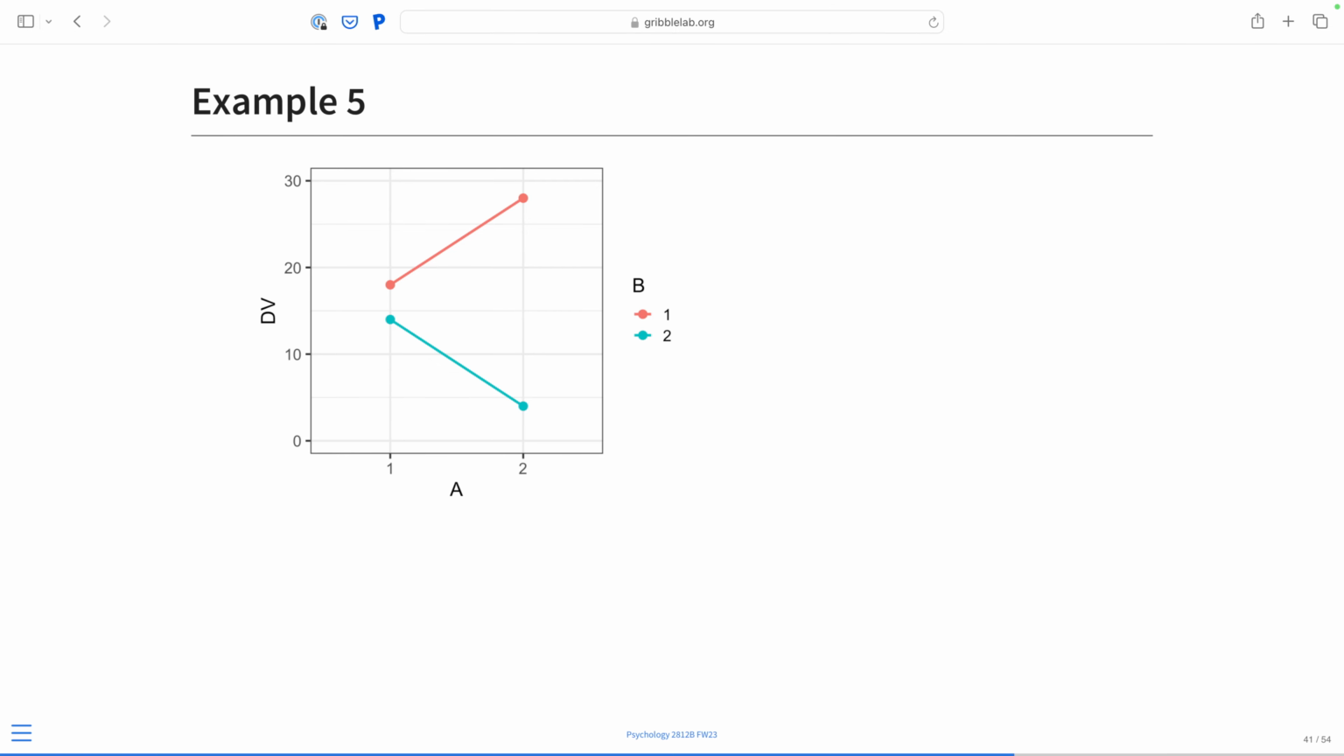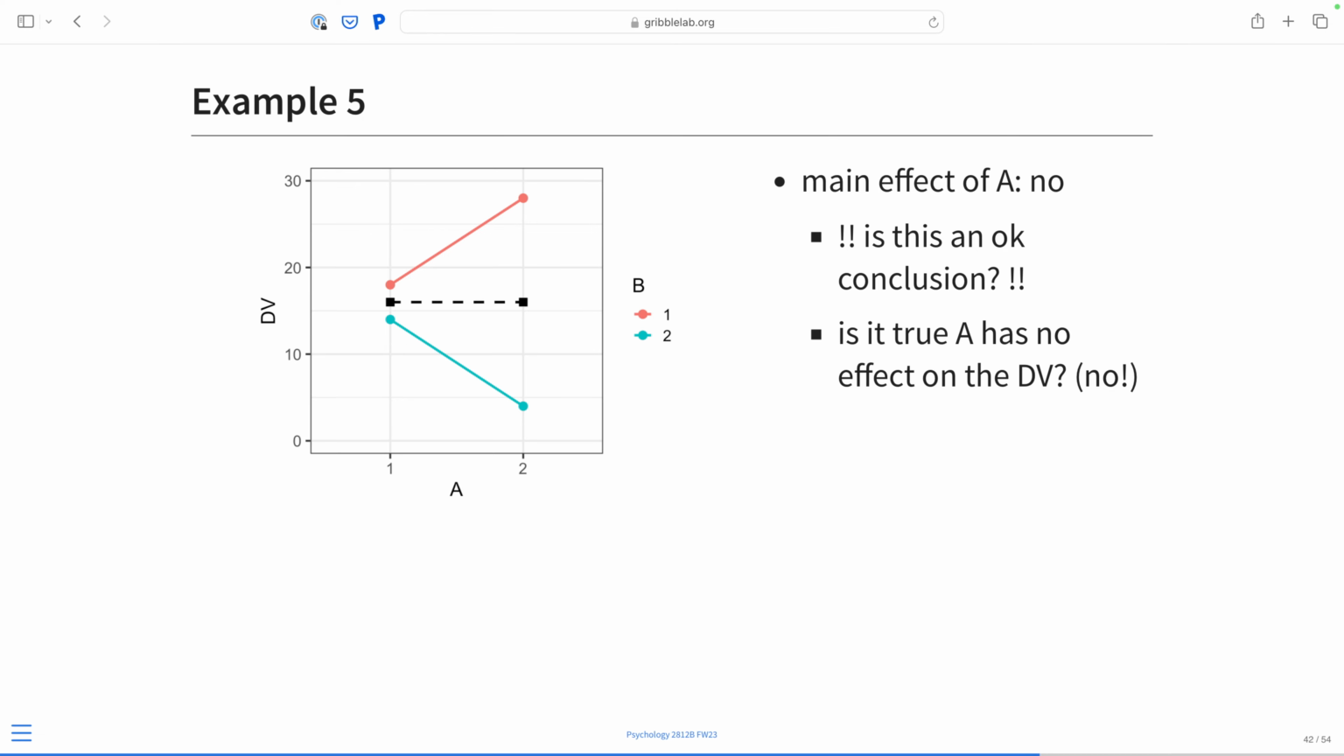Here's another example. Do we have a main effect of A? Probably no, because if we average across B1 versus B2 within A1, we get this black square. And if we average across B1 and B2 within A2, we get that black square. And those are the same on the dependent variable. So there is no main effect of A.